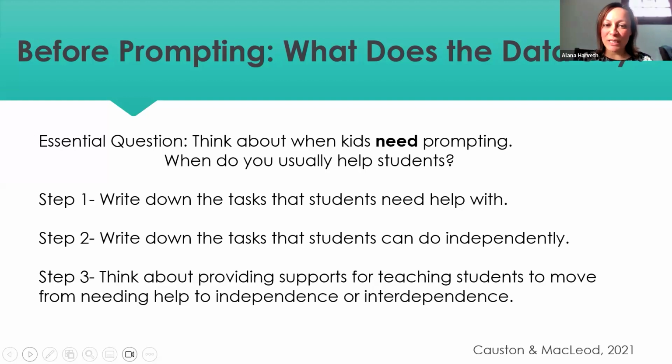So when we're thinking about who needs prompting, I want you to think about your students that you work with. And this is one thing that you can do. You can write down the tasks that students need help with. When thinking about if students needed a paraprofessional to work with them, I would have to fill out this chart with the para, and I would say, these are the things that they're able to do by themselves. These are the things that they're able to do with help. So we're going to try to help figure out how we can provide supports for teaching students to move from needing help to independence or interdependence. That means how can we provide prompts, but then we can back it off so students are able to do something by themselves, that's independence, or interdependence, that means with a peer instead of an adult.